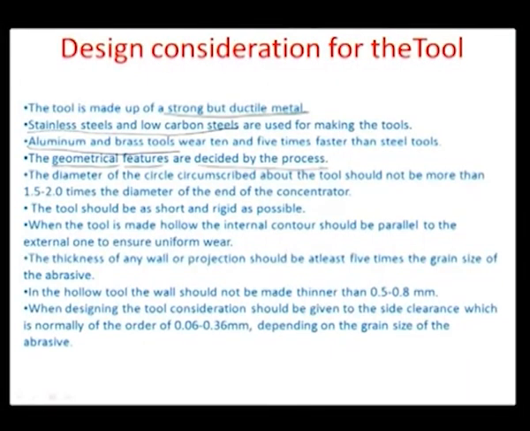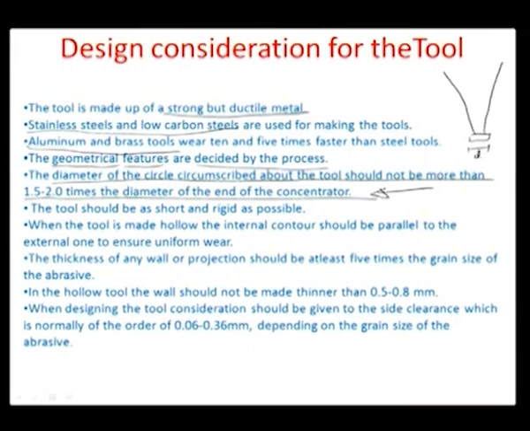For example, the diameter of the circle that is circumscribed about the tool should not be more than about 1.2 to 2 times the diameter of the end of the concentrator, and this actually indicates wobble. If the tool is of diameter d, and this is the concentrator here, the tool rotates from this position to this position. There is a wobbling action happening like this.